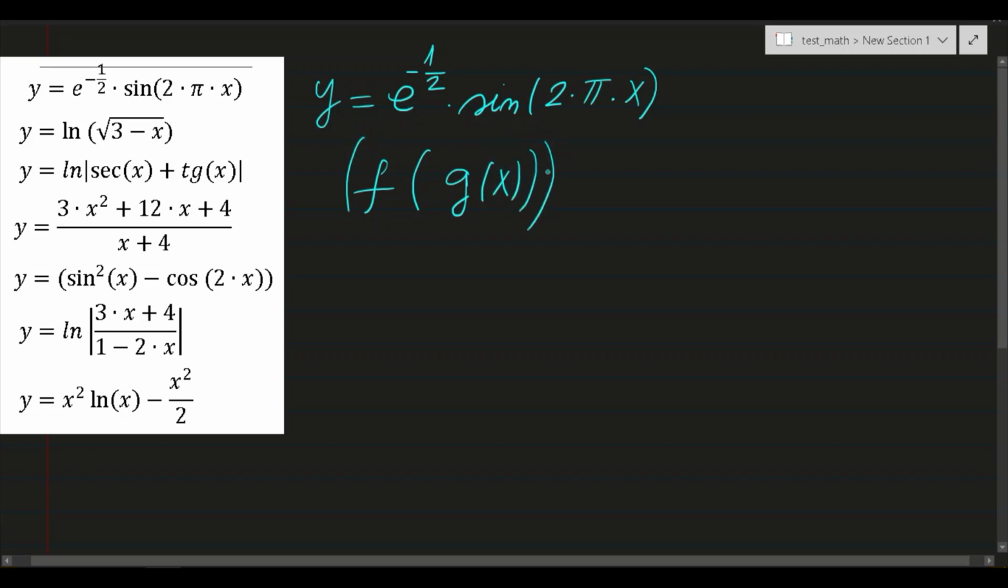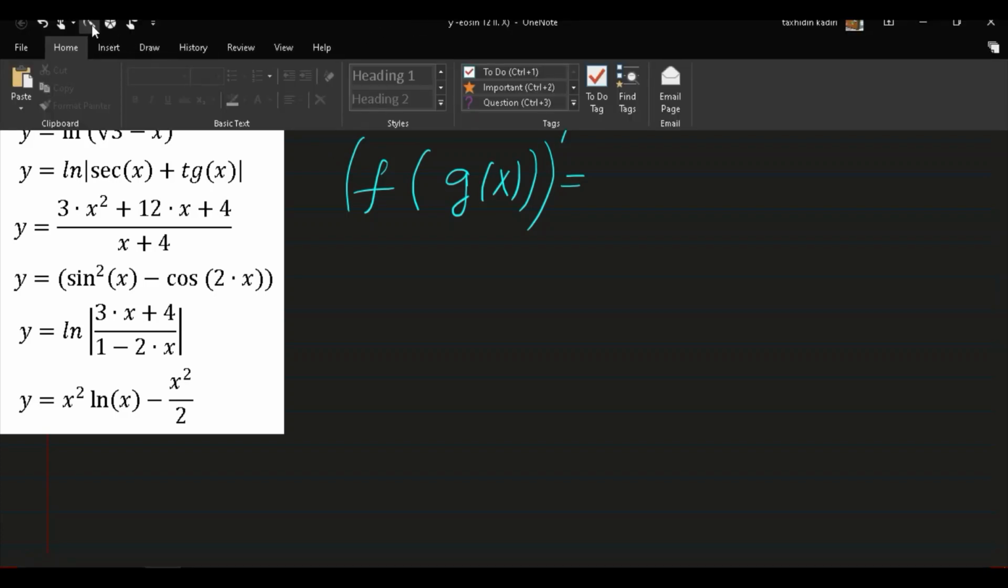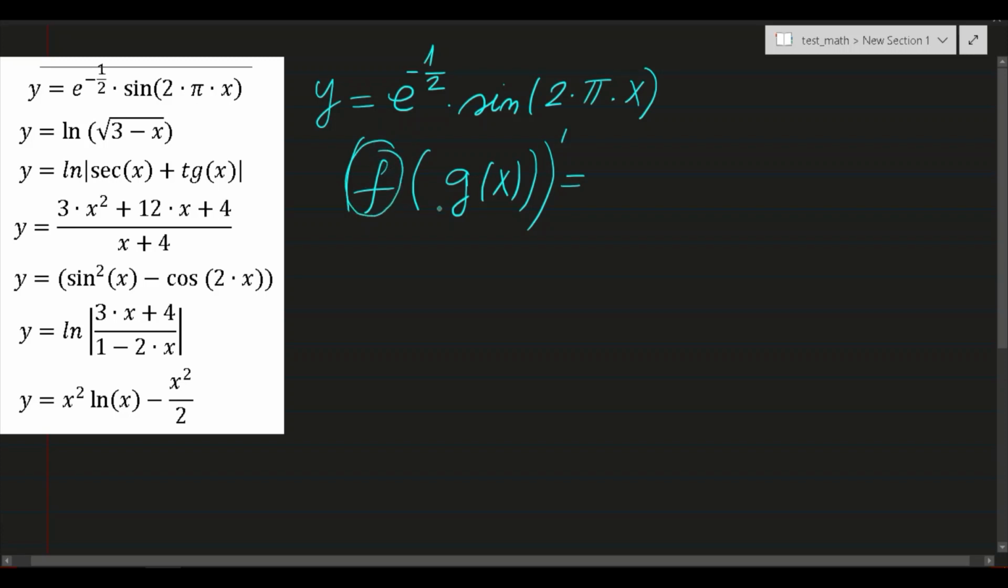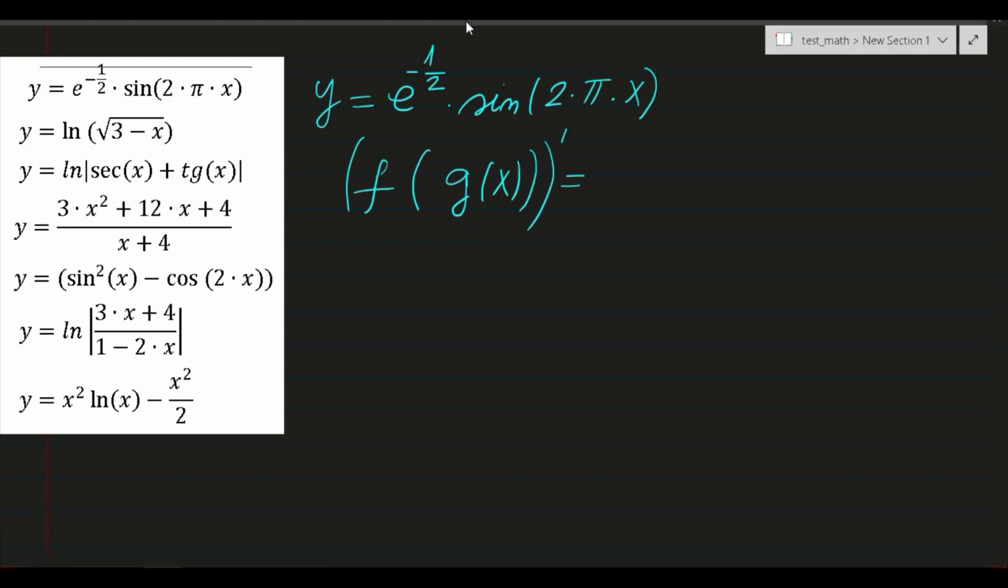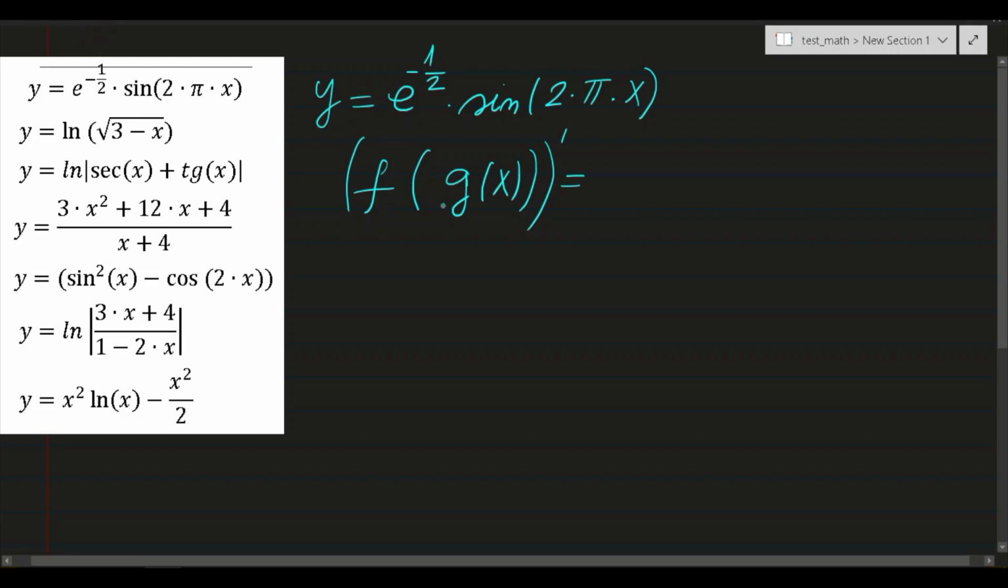When we want to derive, this is the outside function, and this is the inside function. When we have to use the chain rule, first we must derive the outside expression, then we must derive the inside expression. Have we understood? First we derive the outside function, and then the inside expression. Now we are going to explain this.